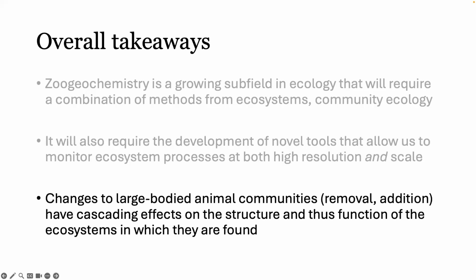And lastly, we know that changes to large-bodied animal communities, whether it's species removal or addition, have cascading effects on the structure of the ecosystems in which they're found, both in the tropical savanna in Kenya and in the boreal forest of Newfoundland. And those changes on physical structure have cascading influence on the function of the ecosystems in which they're found, right?